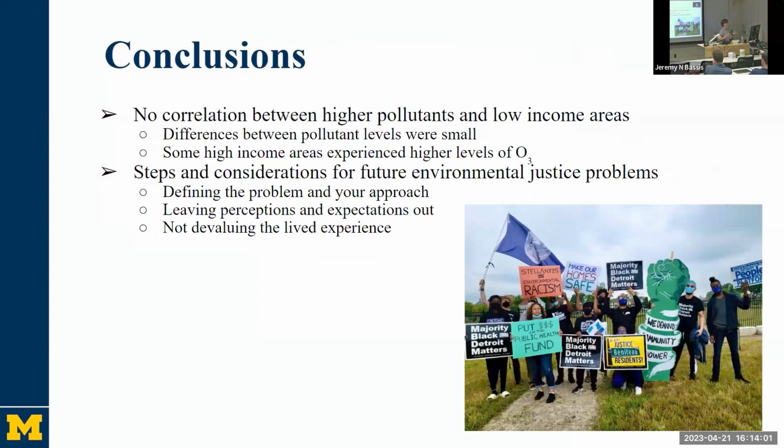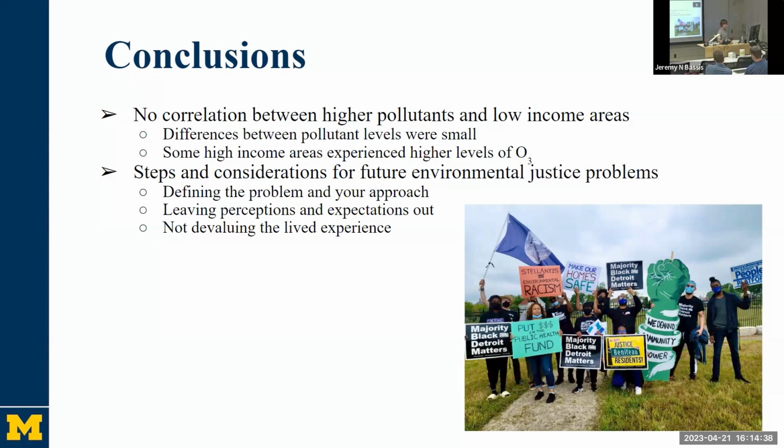So, conclusions. As I said, there wasn't really a correlation between higher pollutants and low income areas. The differences were very small. For particulate matter, the highest month difference was about 1.5 micrograms per meter cubed, so not large. Some high income areas also experience higher levels of ozone, which completely makes my hypothesis null. And as I said, all of these levels were below NAAQS standards. So it was hard to say, yes, there are differences, when the EPA would deem this as clean air.